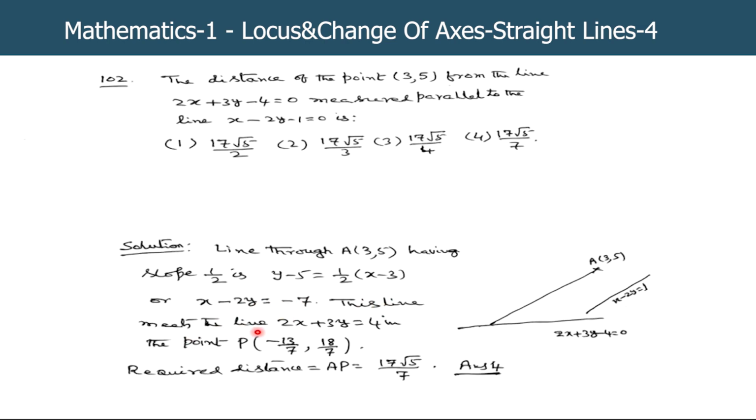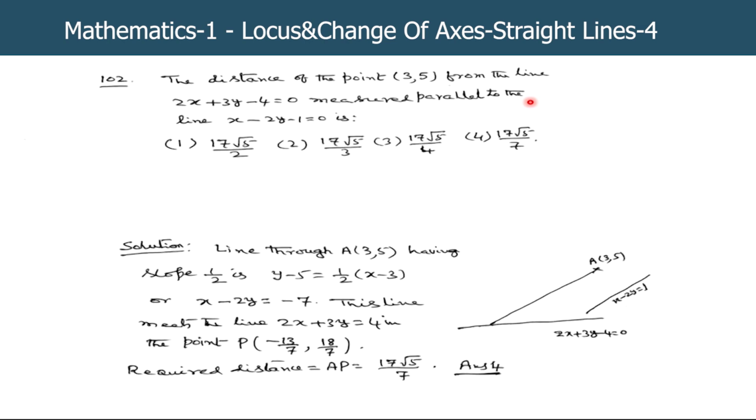This line meets the line 2x plus 3y is equal to 4 in the point P (minus 13 by 7, 18 by 7). So therefore, the required distance is equal to AP, which is 17 root 5 by 7. So the answer is 4. The correct answer is 4.